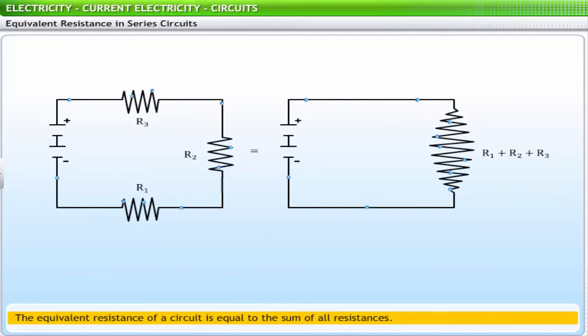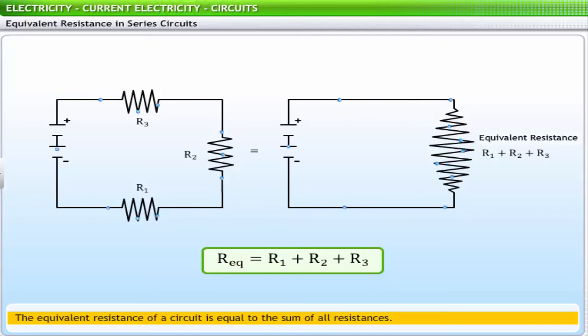As far as the battery supplying the charge is concerned, the presence of three resistors R1, R2 and R3 in series is equivalent to having a single resistance equal to R1 plus R2 plus R3 in the circuit. The equivalent resistance of a circuit is the amount of resistance that a single resistor would need in order to equal the overall effect of the collection of resistors in the circuit. For series circuits, the mathematical formula for computing the equivalent resistance, R equivalent, is equal to R1 plus R2 plus R3.